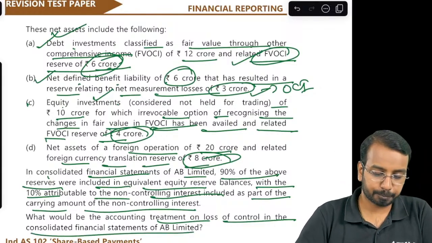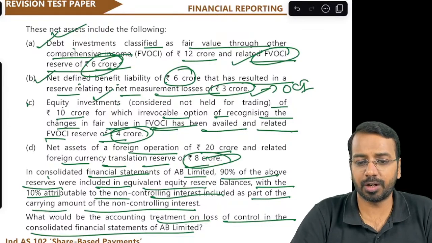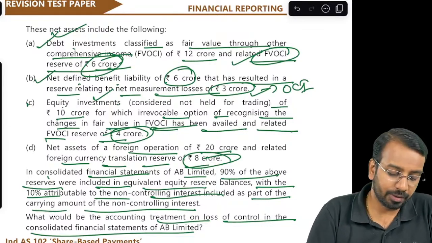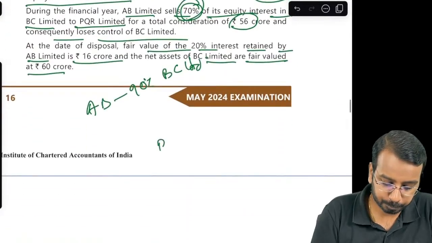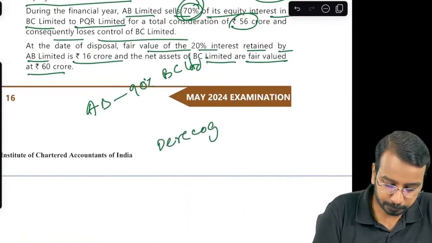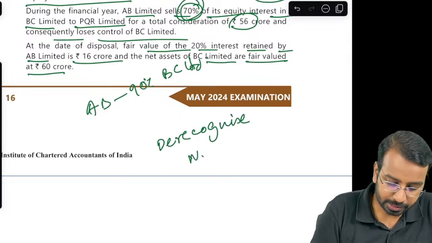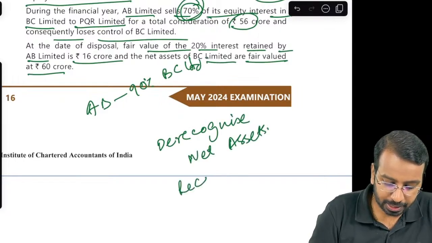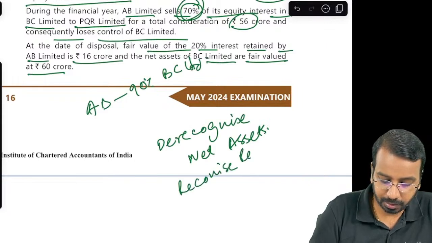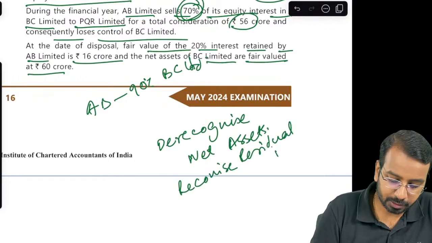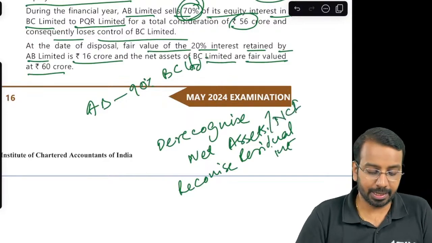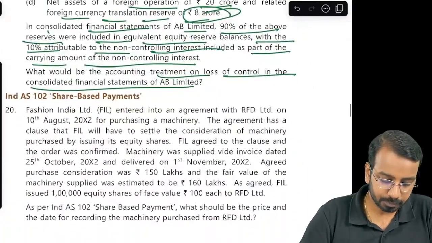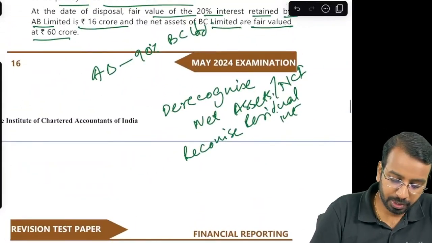Now here, it's a very straightforward question. First is, whenever there is a loss of control, what you will do? You will de-recognize the net assets. You will recognize residual interest. You will also de-recognize the non-controlling interest. Right. So what you will do? You will de-recognize net assets.